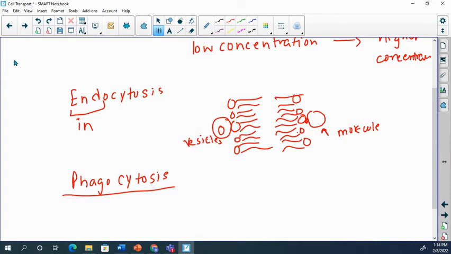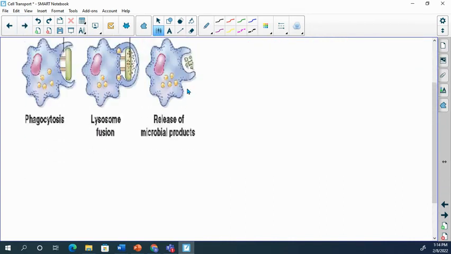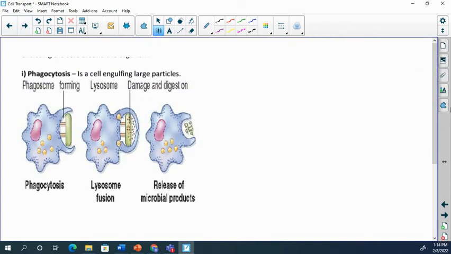So let's look at the diagram right here. This is the diagram of phagocytosis. This is amoeba. And what happens is this molecule right here needs to go in. It looks like amoeba is opening its mouth. What's really happening is the membrane surrounds the molecule and engulfs the molecule. It just fuses with the membrane, and then it is released into the organism. So phagocytosis is a cell engulfing large particles.